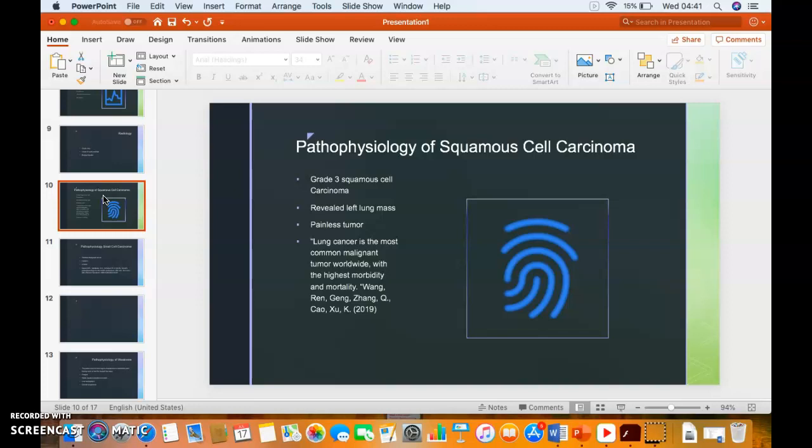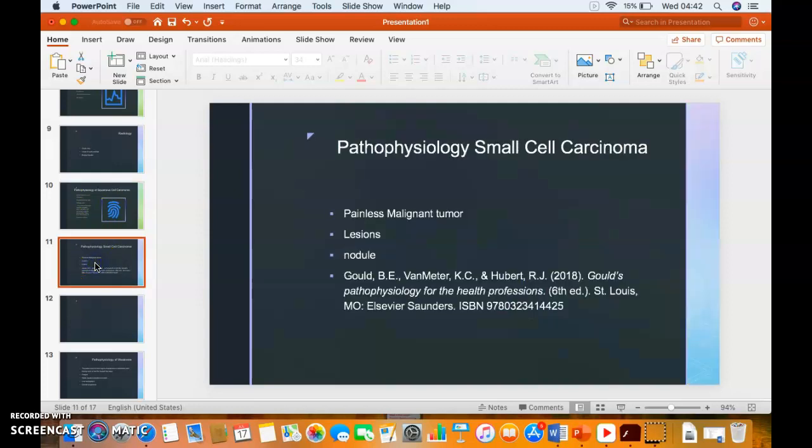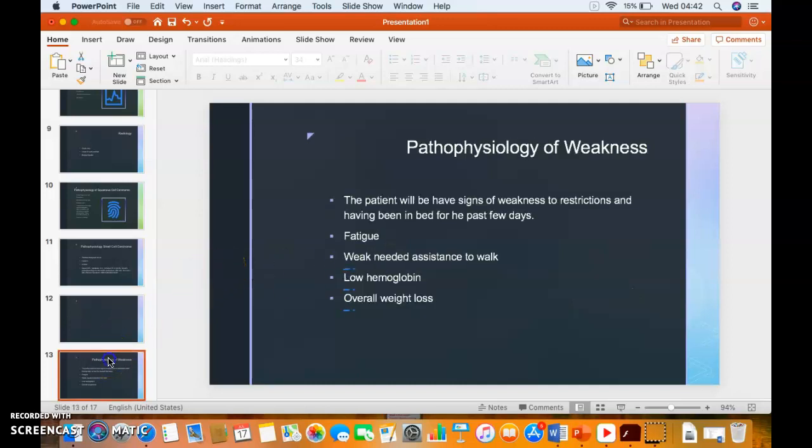In this case, lung cancer is one of the most common malignant tumors worldwide with the highest morbidity and mortality. This was my reference for the pathophysiology of squamous cell. Squamous cell carcinoma can also appear as lesions and different nodules. I posted my reference for that reason as well.